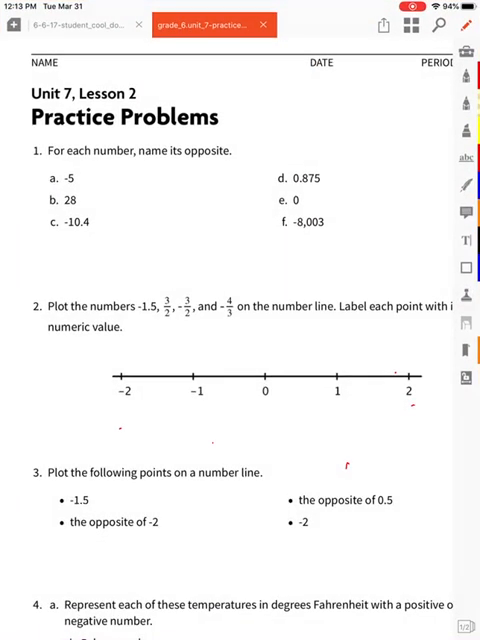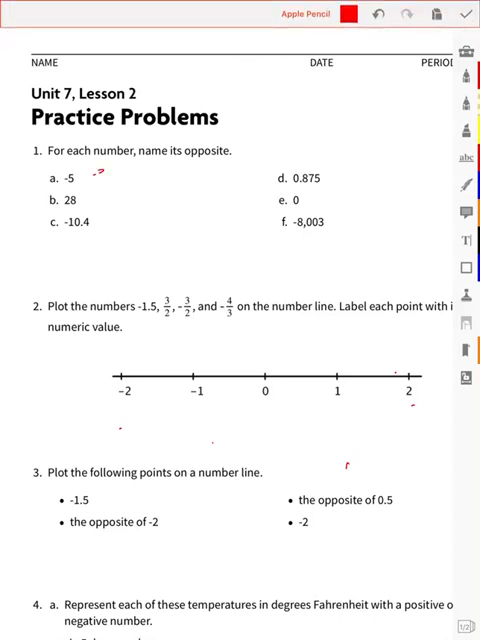Okay, we're going to do our answers for our practice problems. For each number, name its opposite. So the opposite of -5 is 5. Opposite of 28, -28. Opposite of -10.4 is a positive 10.4. Opposite of 0.875 is -0.875. Opposite of 0 is 0. Opposite of -8003 is a positive 8003.